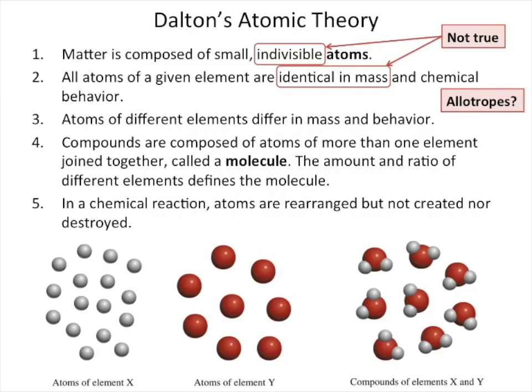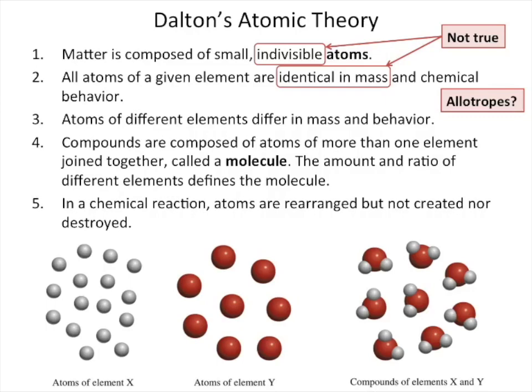The second concept in atomic theory is that all atoms of a given element are identical in mass and chemical behavior. This is also not quite true because different isotopes have different mass. We'll get to that later in this chapter. And then different allotropes have different chemical behavior. So it's not quite true, but it's a good starting point here. Atoms of different elements do definitely differ in mass and behavior.